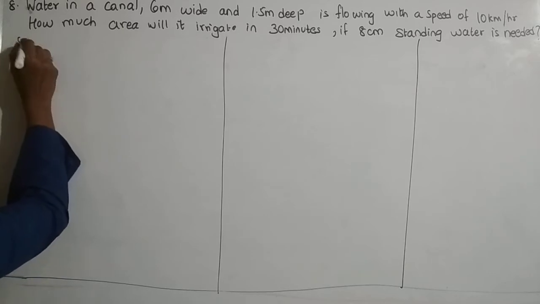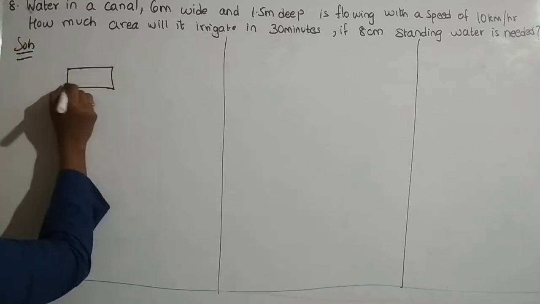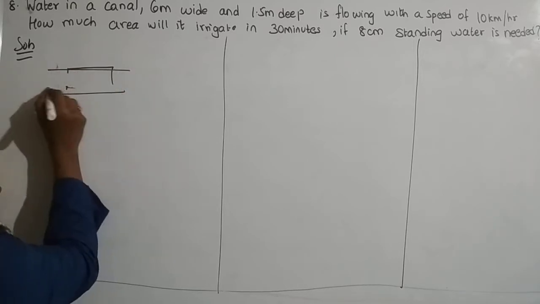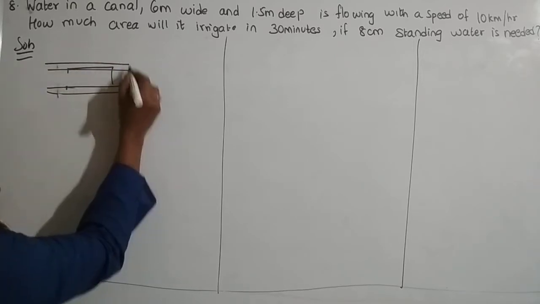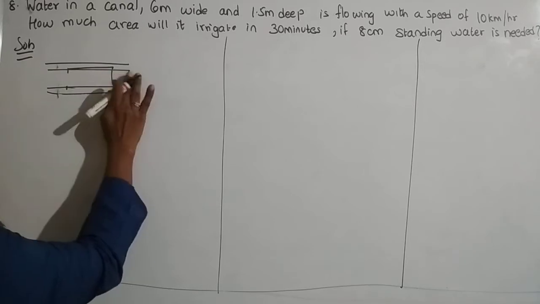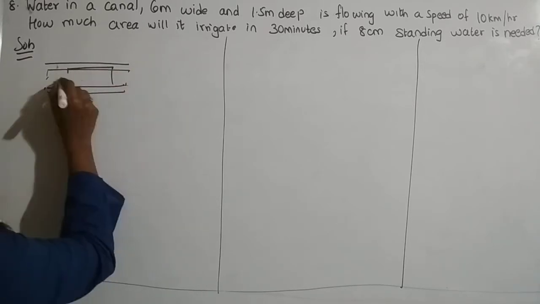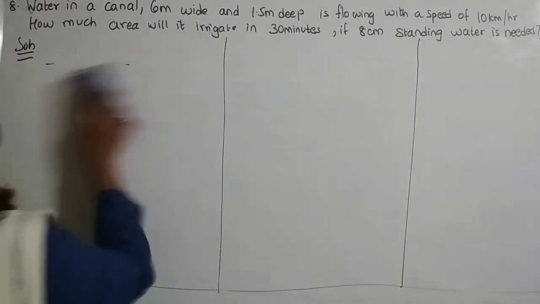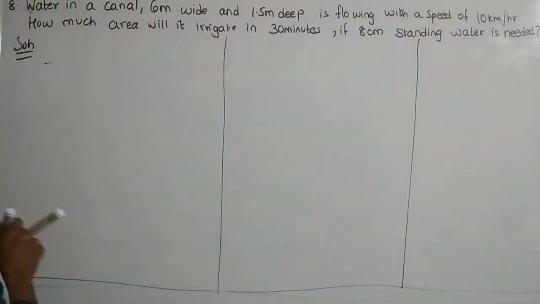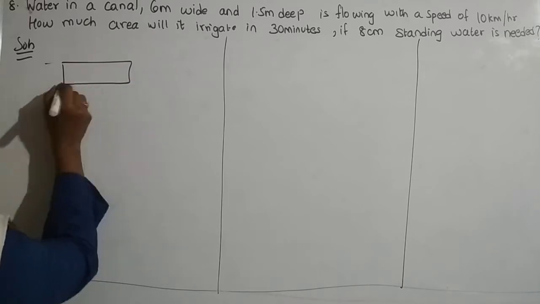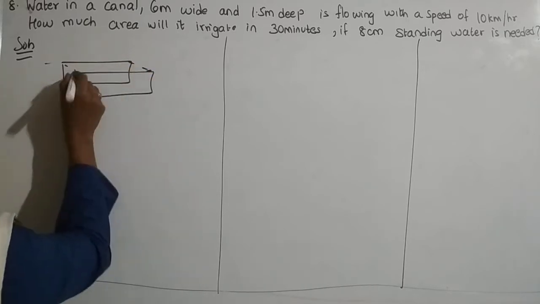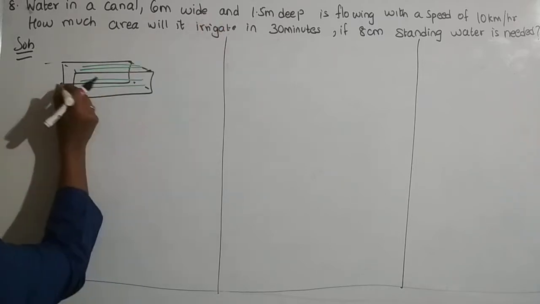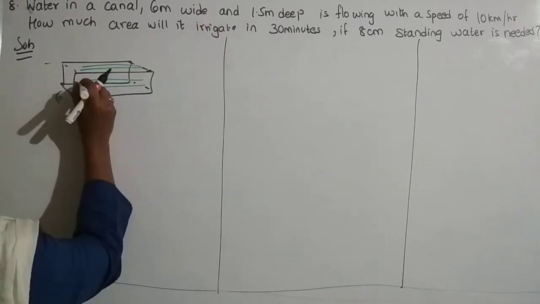So let's try to interpret the figure. There is a cuboidal canal. You must have seen a long canal, right? So it's a cuboidal canal, and from this canal the water flows. I just try to make it more clear. Here we can say it is a cuboidal canal, and from this canal the water is flowing. The breadth is given as 6 and the height is given as 1.5.